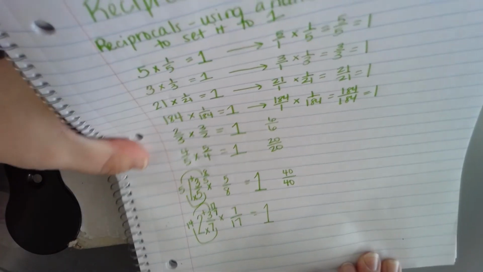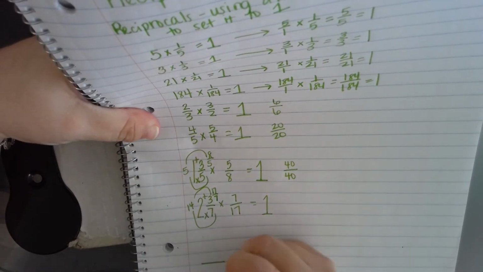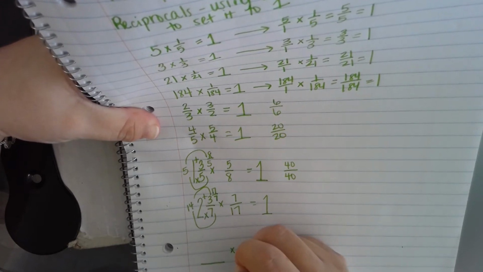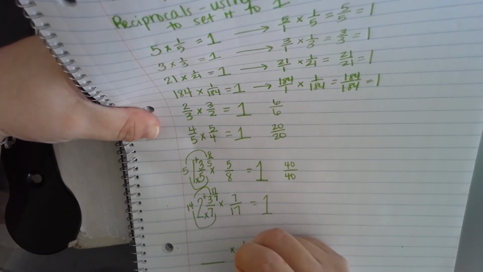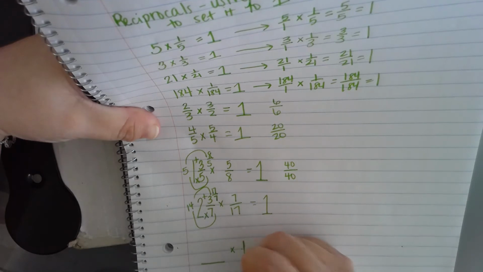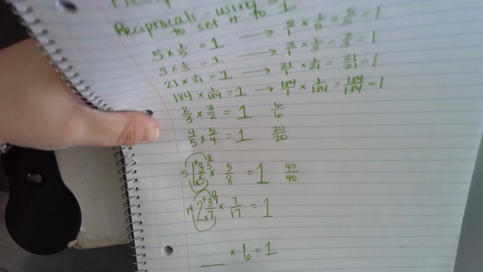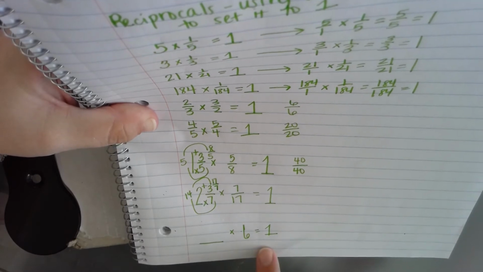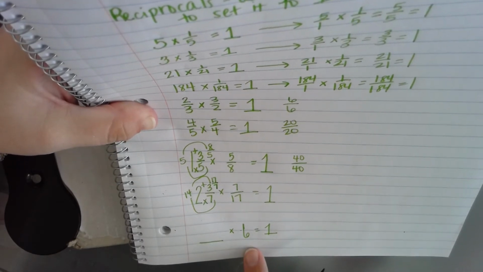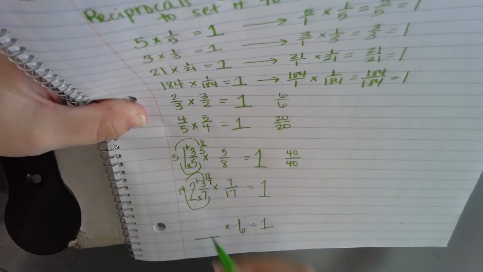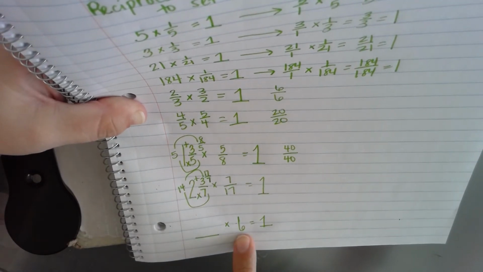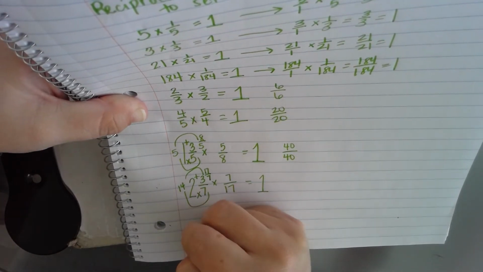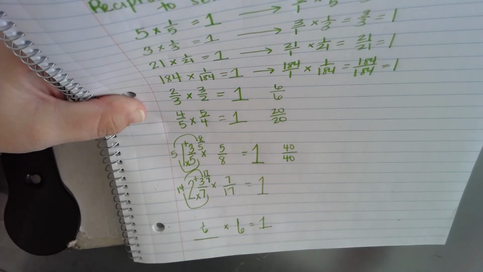What if you were given a problem that looked like this? And then it looked like this. Oh, sorry, you can't see it. There it is. You have to do it backwards. Okay. So what's the reciprocal of 6? Oh, no, it's 1/6. 1/6. Just like that. Okay.